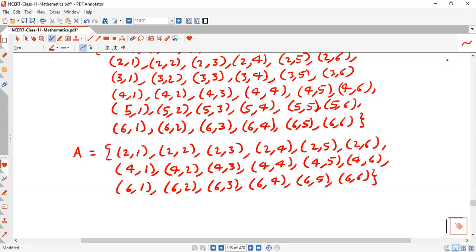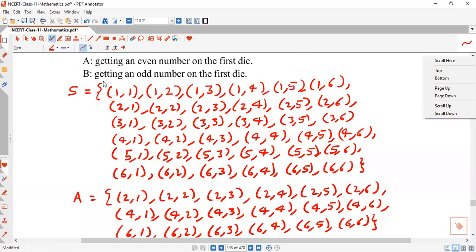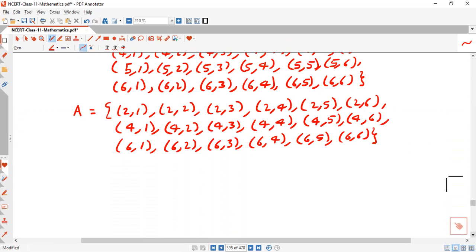In the sample space we have 36 elements. Now B, getting an odd number on the first die. On B we are getting the odd number on the first die. This is the B event. So A and B events are there.